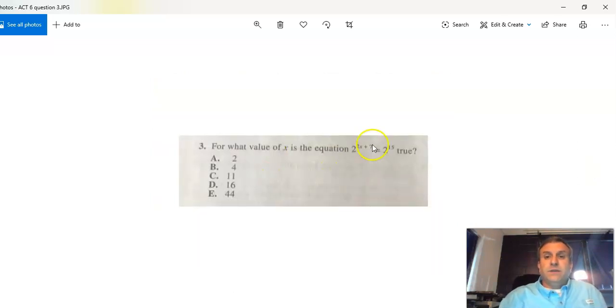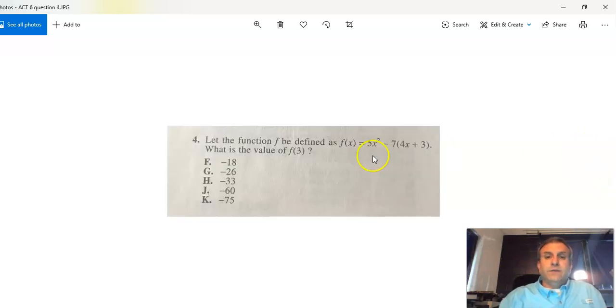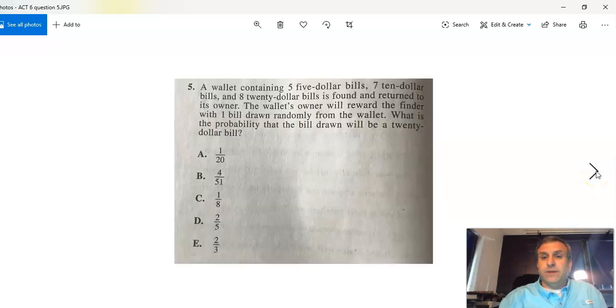This one, you set 2x plus 7 equal to 15, because, look, the bases are the same. The 2's are the same. All right, next one. We're going to plug 3 in where x is. Again, that's a calculator input.